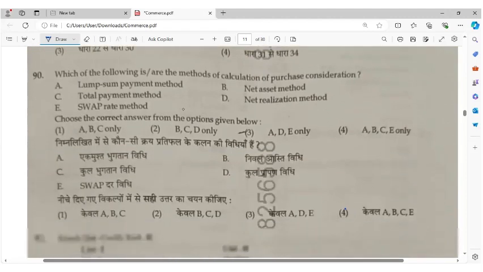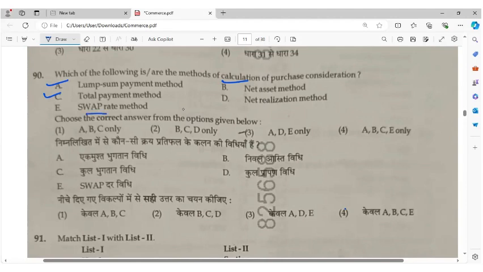Okay, now which of the following are the methods of calculating the purchase consideration? So you know that the lump sum method, the net asset method, and the total payment method. Net realization is not a purchase consideration. So here A, B, no, the total payment method is also included. Yes, the total payment method is also in the purchase consideration.